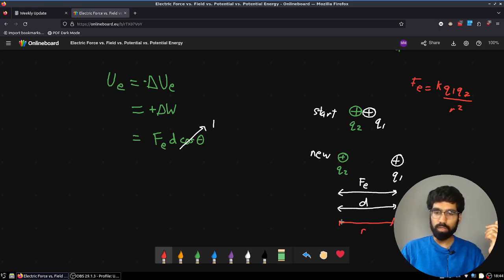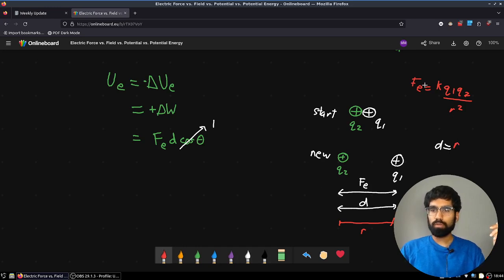Note something interesting. This distance and the distance that the charges are traveling, from being right next to each other to now being this far apart, these are the same. D and R are the same thing. So let's note that down. The distance between the charges is R, and from being right next to each other to being this far apart, the distance they have traveled is D. D equals R.